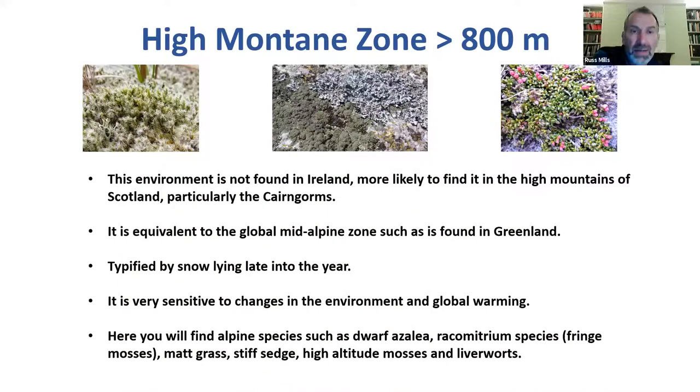You might also find a low growing juniper in that zone. I've seen junipers over in Connemara. I don't think I've ever seen any junipers in the Wicklow Mountains, but mainly in Connemara. So you'll find low growing junipers as well.